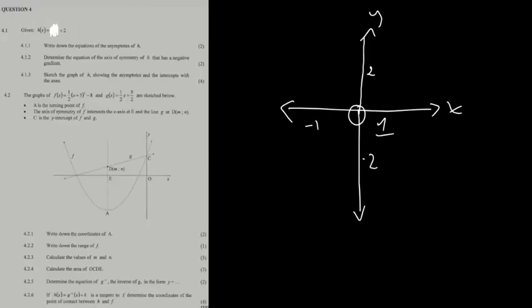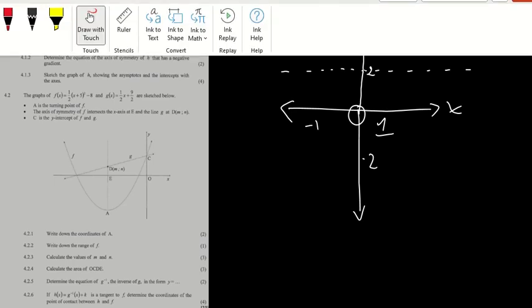Then you want to know what this means. This means you're gonna draw a horizontal asymptote here, with a vertical shift.